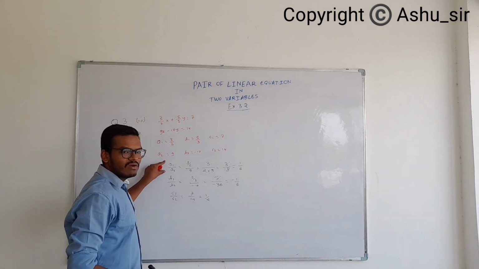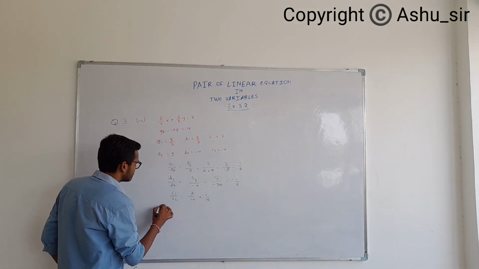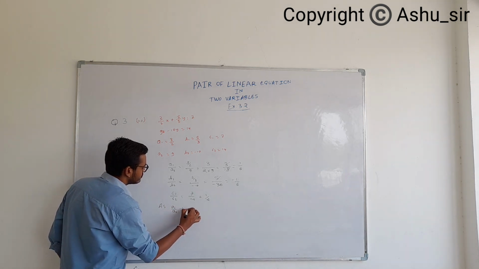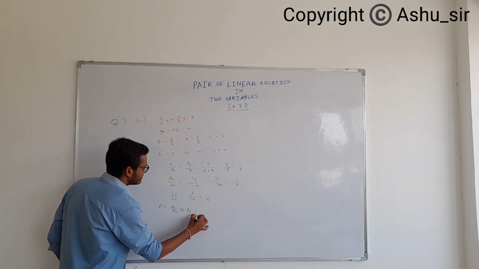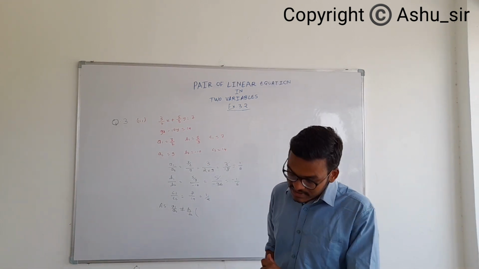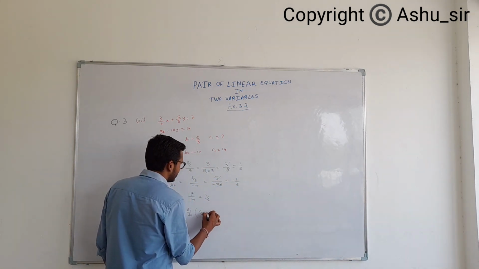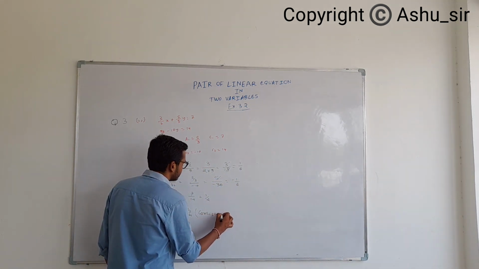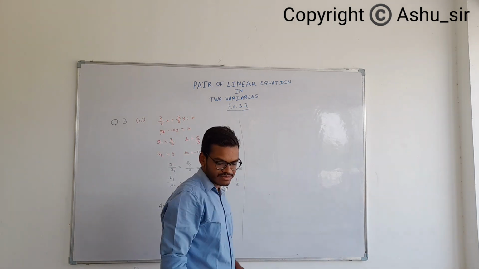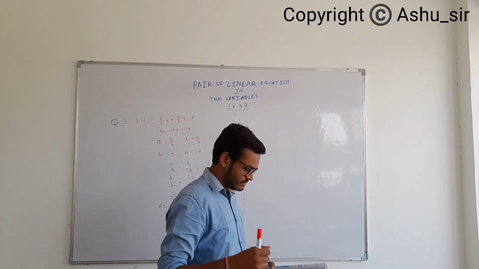So here the value of A1 upon A2 is not equal to B1 upon B2. So as A1 upon A2 is not equal to B1 upon B2, there is a unique solution for this equation and therefore this equation is consistent. It is consistent, right? चलो next fourth one. समझ में आ रहा है ना सबको?